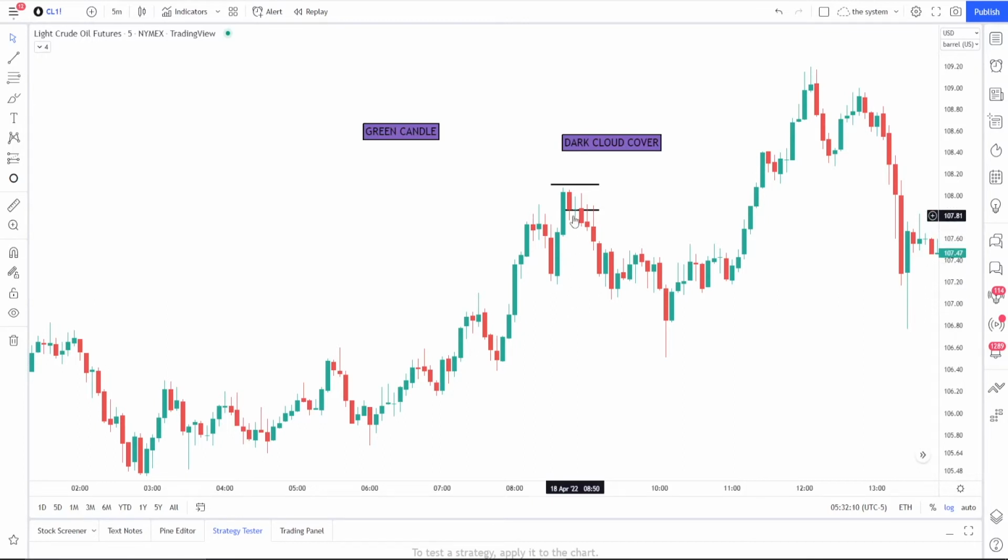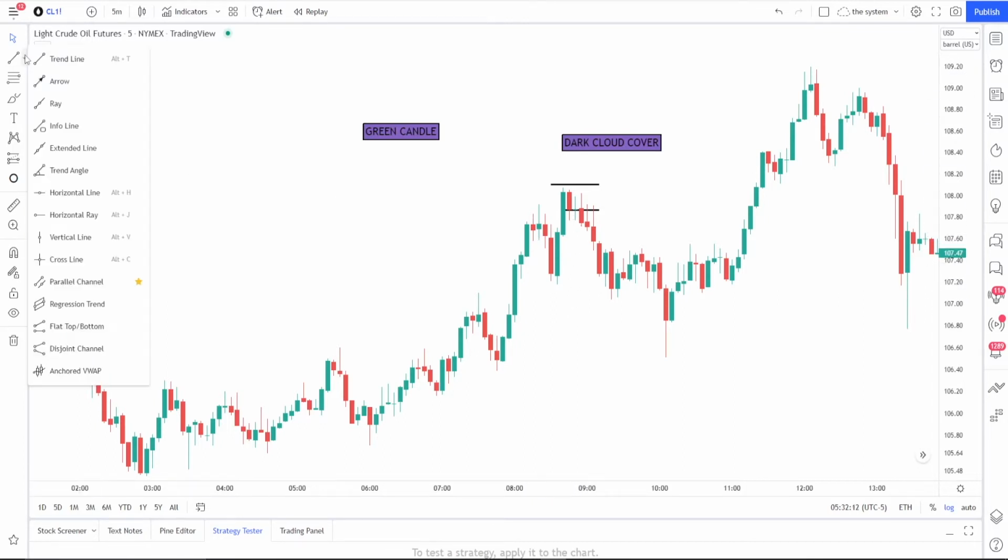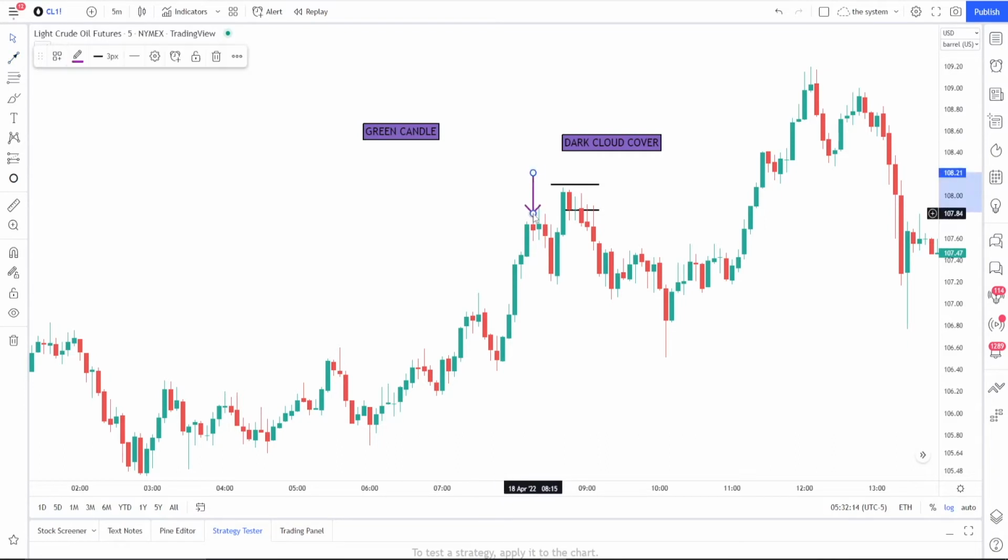Now, if you see something form like this, for example, let me put an arrow for you. This is not a good example of a DarkCloud cover. I understand the previous candle is not really a DarkCloud cover setup, but if you see a red pattern form like this, it's something that we need to avoid for sure.